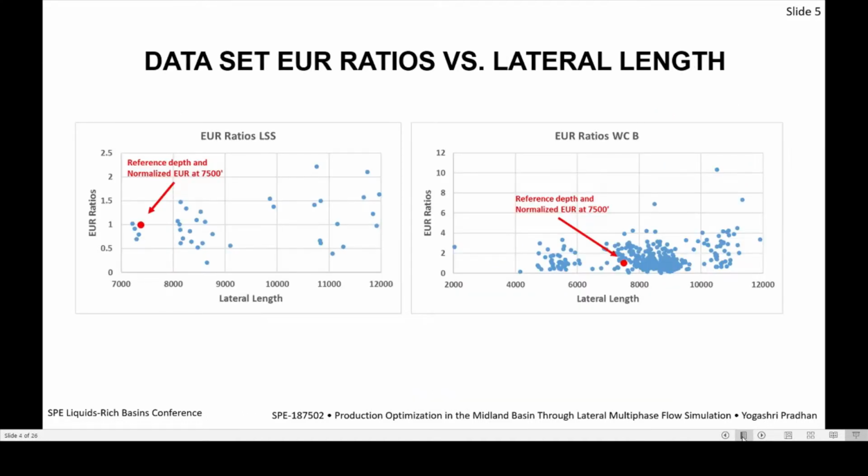Here's the data set of EUR ratios versus lateral length, where I did the EUR ratio or reference depth or normalized EUR at 7,500 feet, and I based it off of the lateral length, which is in the x-axis, and I have EUR ratios, which are in the y-axis. You'll notice that again, for the lower Sprayberry, it's all over the place. And for Wolfcamp B, this is the normalized depth and normalized EUR at 7,500 feet, compared to your lateral length and EUR ratios for the Wolfcamp B on University Lands.